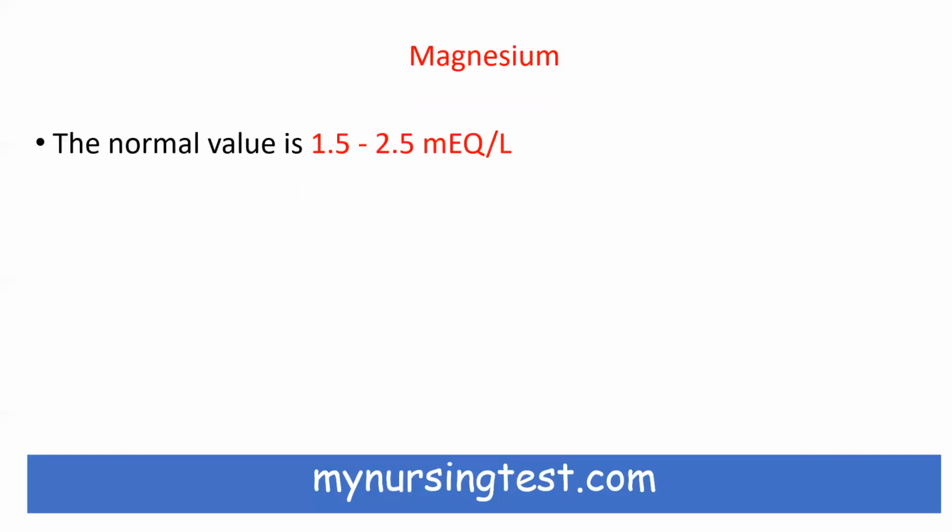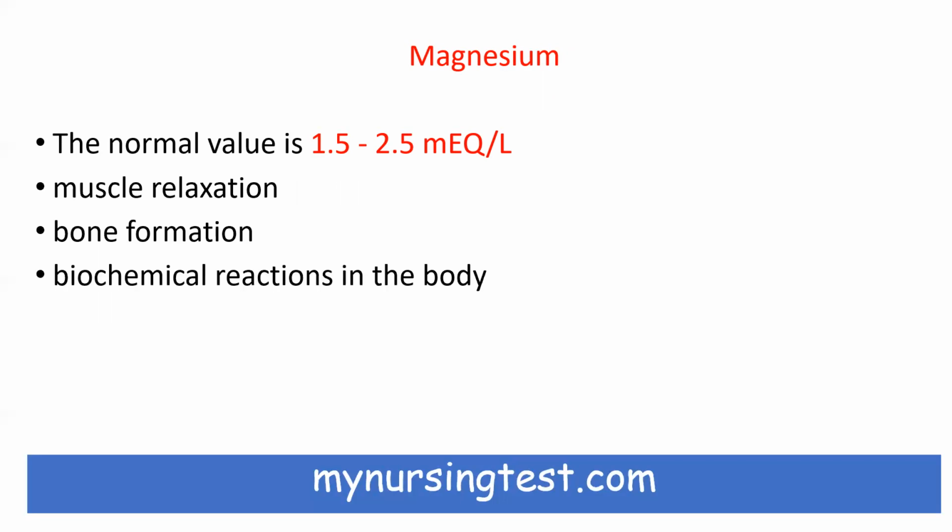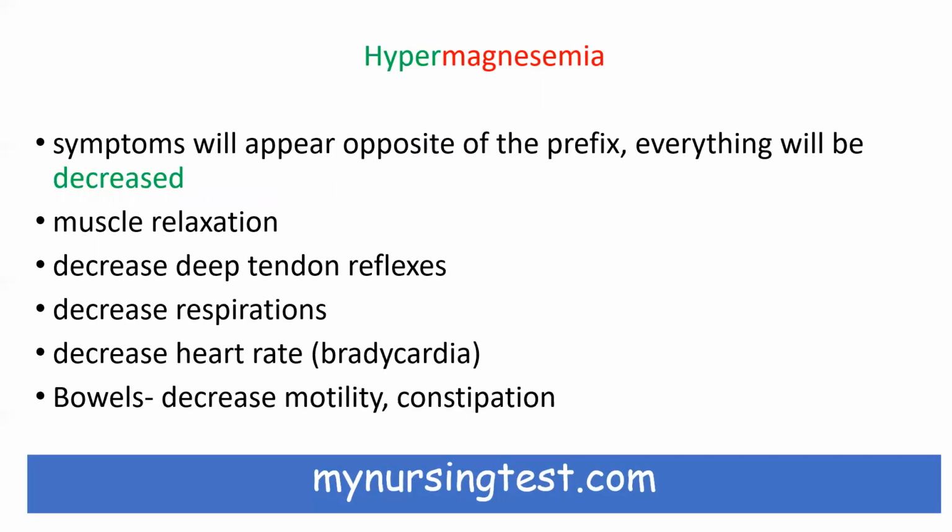Next electrolyte is magnesium, 1.5 to 2.5. It's responsible for muscle relaxation. It's involved in bone formation and some biochemical reactions in the body. Now, with magnesium, what I want you to know, the symptoms will be the opposite of the prefix, okay? So right now, the prefix is hyper, which is increase. So the symptoms will be the opposite, which is decrease, right?